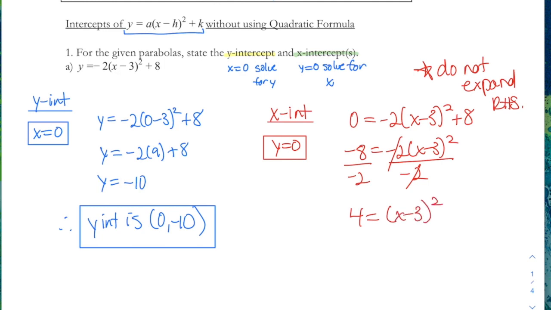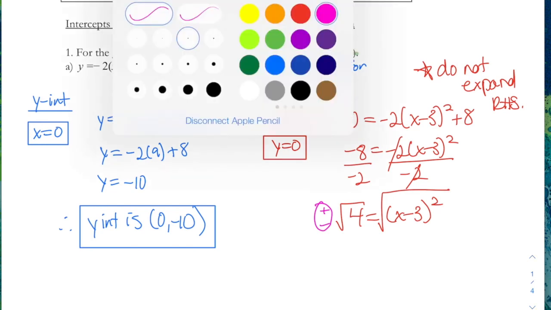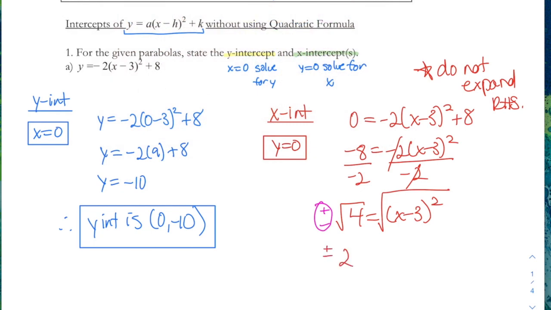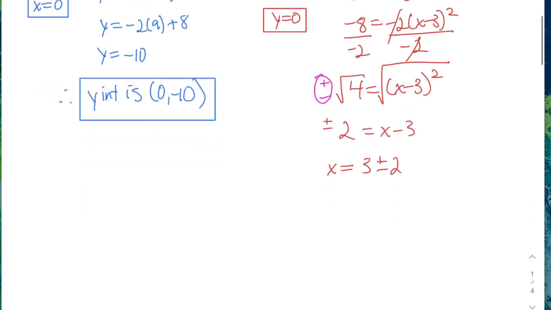Okay, and this is the really key step here. When I want to solve for x, I want to take the square root of both sides. But something completely crucial here is I really have to remember to take both the plus and minus values of the square root of 4. So I'm going to write that as plus minus 2 equals x minus 3. And if I isolate x in this equation, I get that x equals 3 plus minus 2. Well, what does that mean?